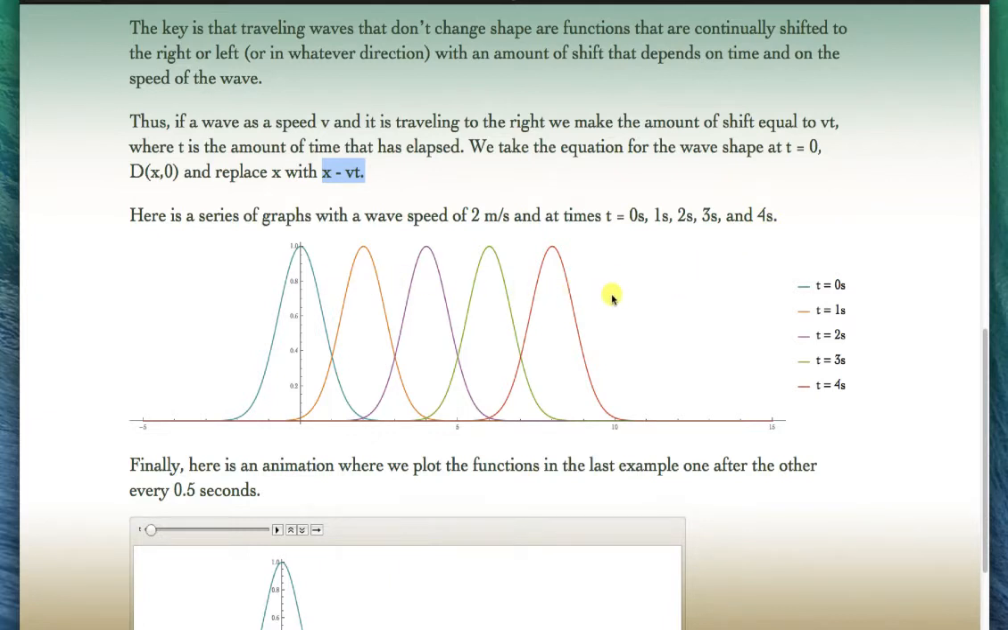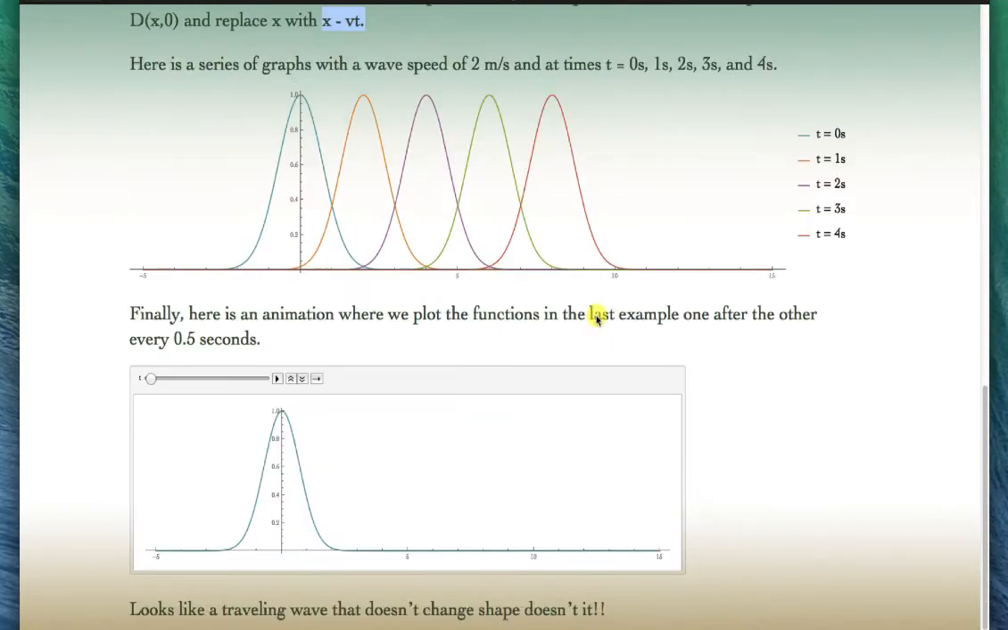Now, of course, you're not going to see all these plots at one time. These are all different times. So this animation shows more of what you'll see in reality. Right now, we've got a plot of this graph at time equals 0.